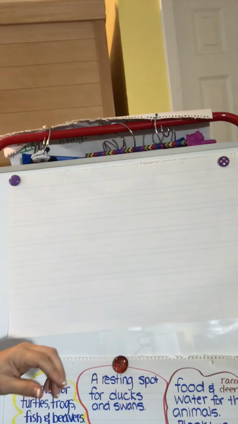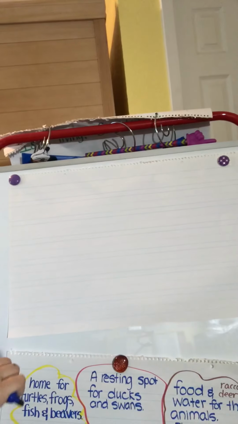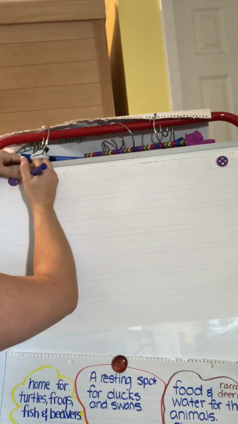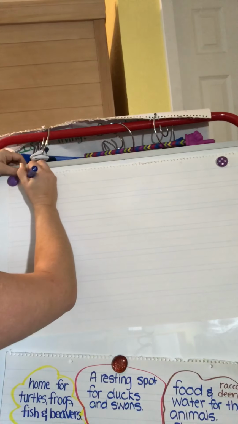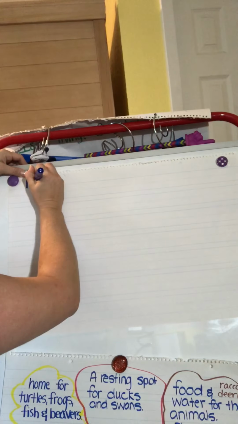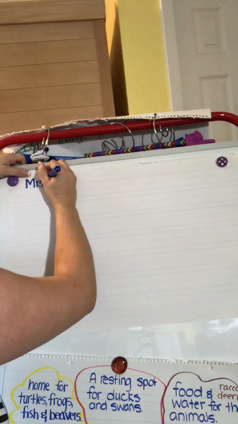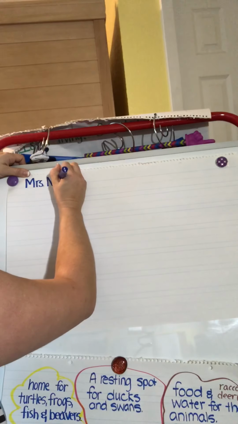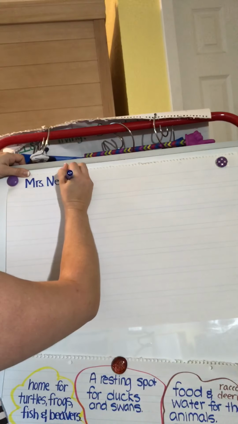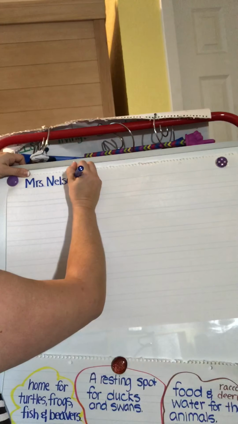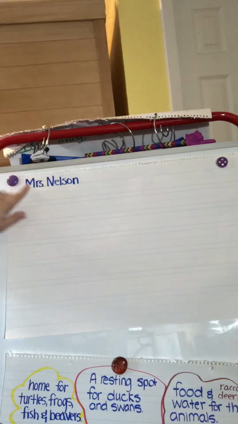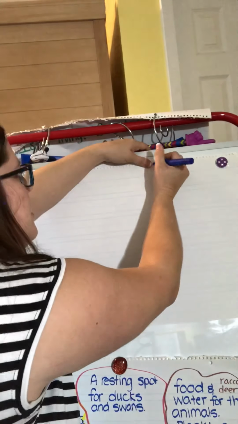So my friends, what is the first thing we always do when we have paper in front of us? We write our name. So I'm going to write my name, Miss Nelson. And make sure you use your nicest handwriting, because this is going to be great practice for your performance task, so we can read all that hard work you've done. And then you can put the date.